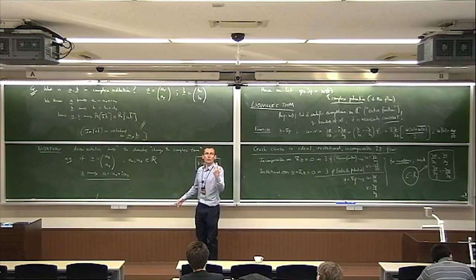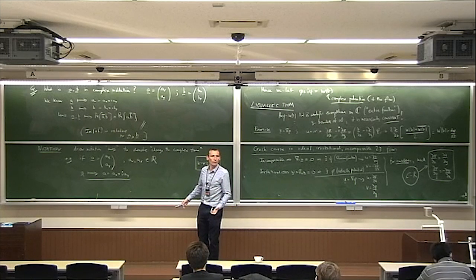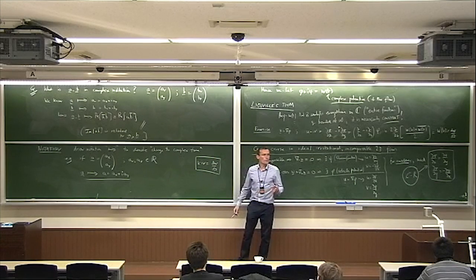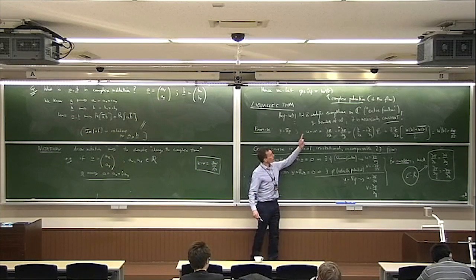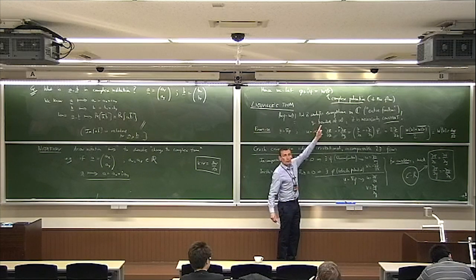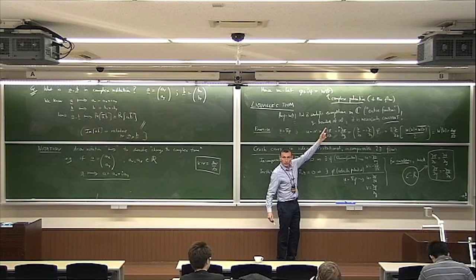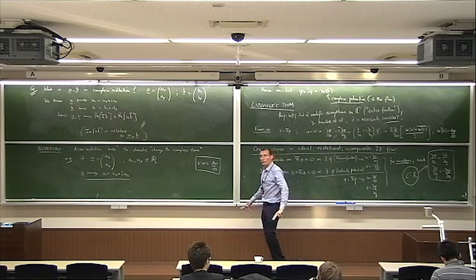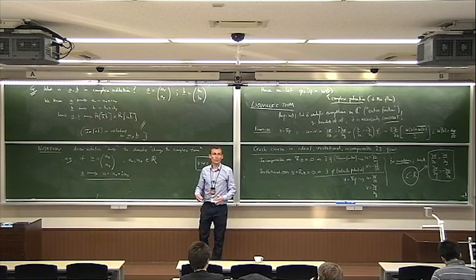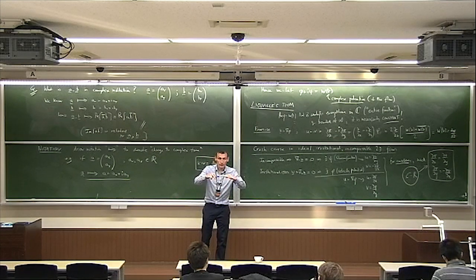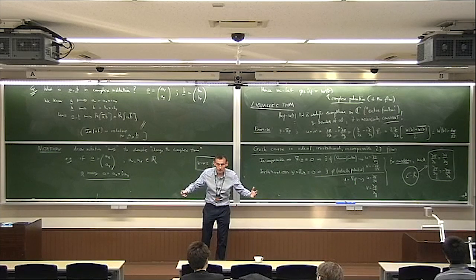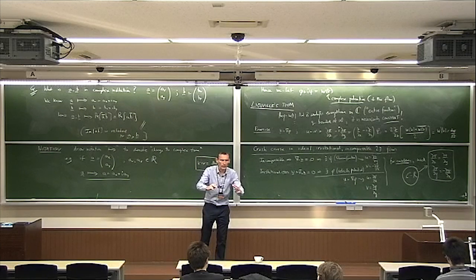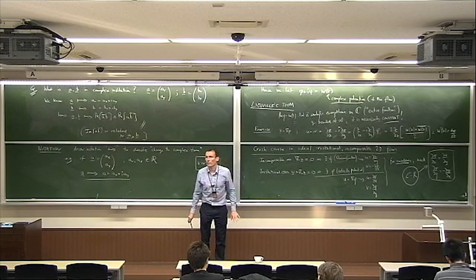I've got to break Liouville's theorem. So how can I do it? Remember, Liouville's theorem required me to be analytic everywhere in the complex plane. So I can think of two things I can do to mess that up. One is to not consider the whole plane. Maybe just consider a half plane or a subregion of the plane. Then Liouville's theorem doesn't apply.